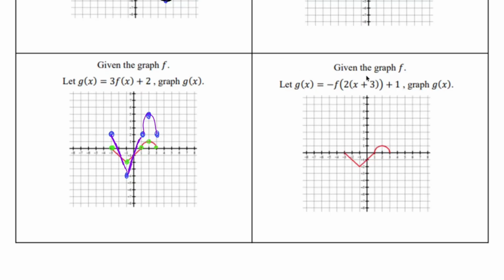Now the way we're going to handle this one is we have a bunch of stuff happening inside the parentheses. First off, you have a horizontal stretch, which means you're going to make it half as wide. Then you're going to move it left 3. So let's do that first, and we're going to use several steps for this. We'll make it half as wide, move it left 3, and then we'll deal with the minus out here and the plus 1.